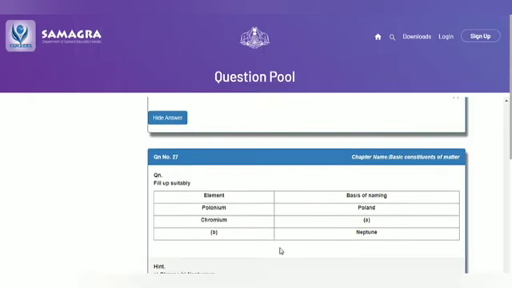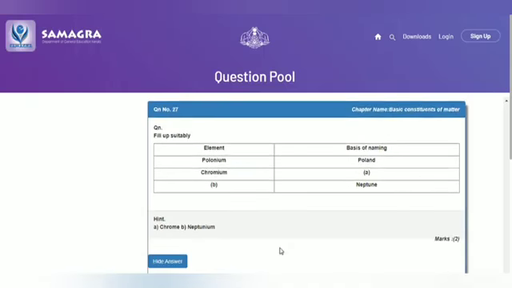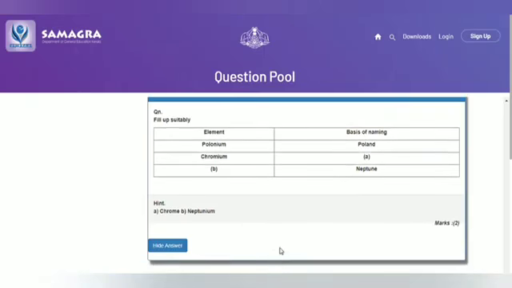Then question number 27. Element and basis of naming. Polonium, Poland. Chromium, chrome. Neptunium, Neptune.